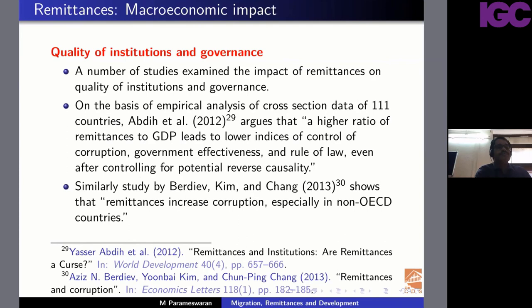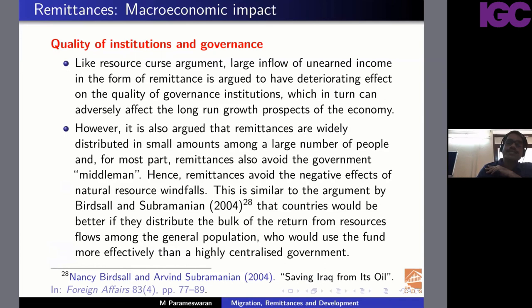It is also argued that remittances are widely distributed among the members of society, and government is not playing a middleman role. For example, in the case of mining resources or oil, government is capturing these resources and playing a middleman role. To get governance power means a lot of rent, so infighting happens for capturing the government. But this will not happen in the case of remittances because they are distributed among a large number of people. But still, there is an argument that it leads to low quality institutions.